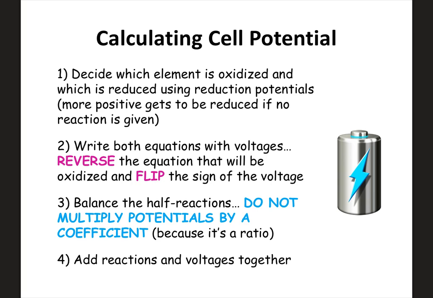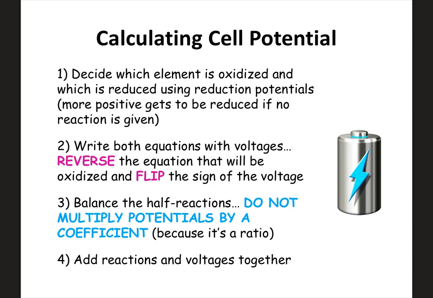You figure out which element is oxidized and which is reduced using your reaction, if it's given. You can look at the reaction and see who's losing and who's gaining. If you don't have a reaction, the one that is more positive gets to be reduced. So when you look up your reduction potentials, the more positive of the two stays as reduction. The other one gets flipped, becomes oxidation, and you flip the sign of it as well. You would write out both equations with your voltages. Remember, you reverse the equation that will be oxidized and then flip the sign of that one as well.